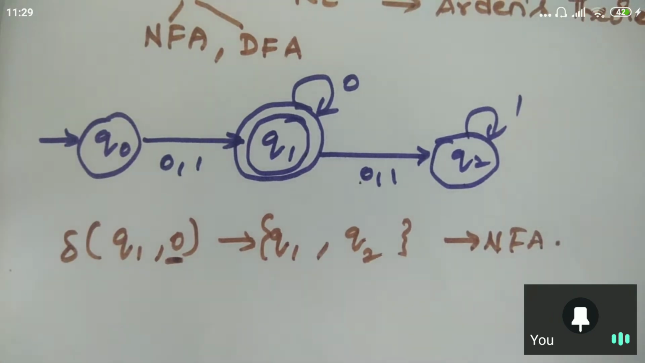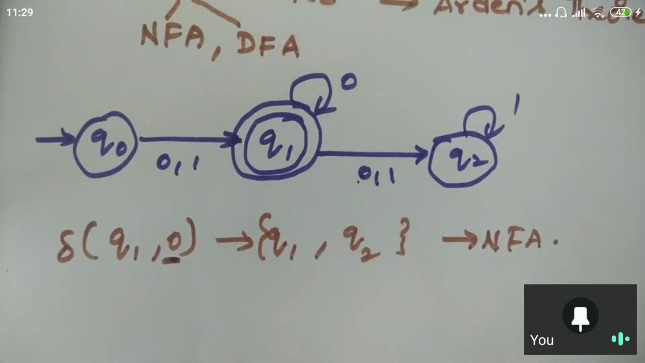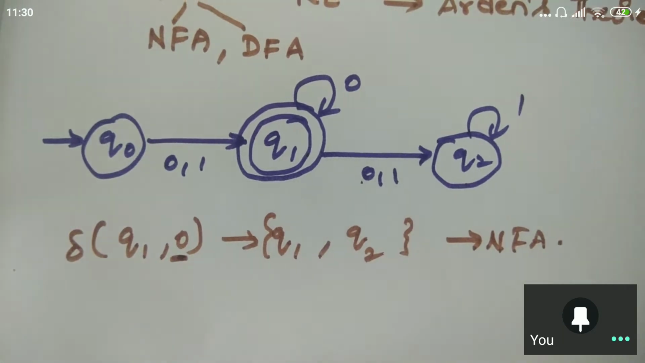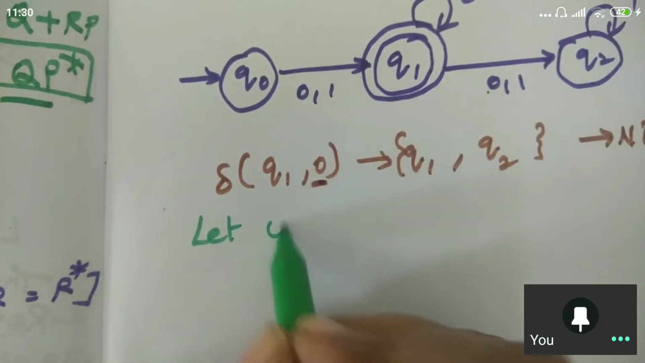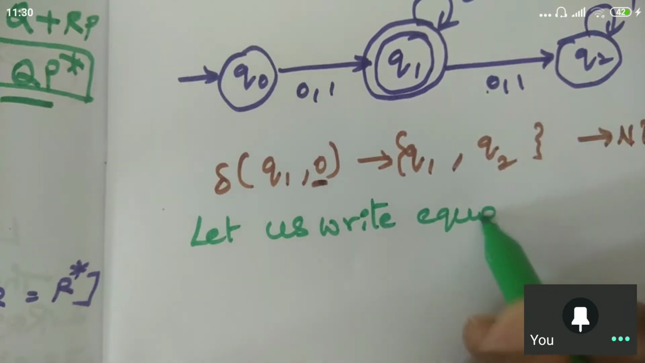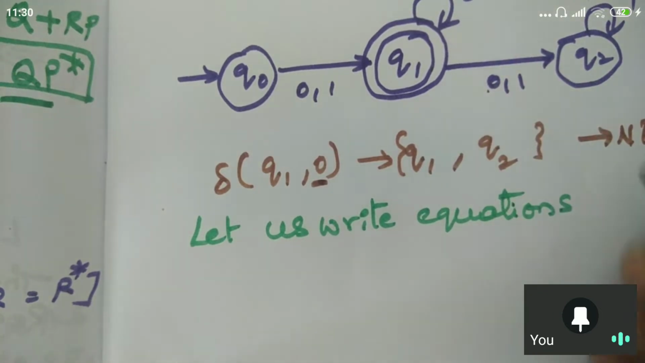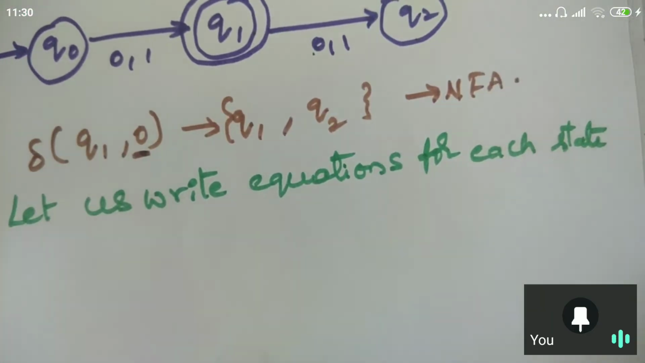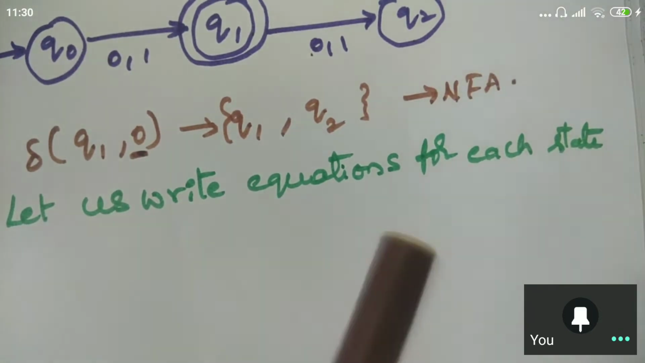So now we should construct a regular expression for this. So to construct it, we will be writing the equations for each state. Okay, so let us start with the first step. That is, let us write the equations for each state. Each state we will be expressing as an equation. So let us write equations for each state. So let us start with the first state. The first state is Q naught, right? So let us take Q naught.